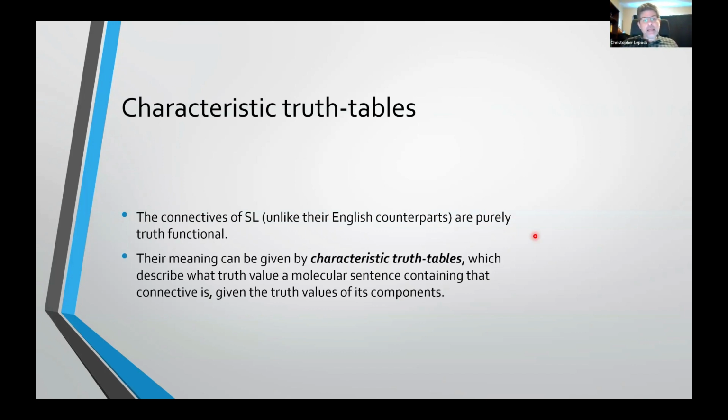But the advantage of going with truth functional connectives in SL is that the meaning they have can be given by what are called characteristic truth tables. Because their meaning is purely truth functional, the way we characterize their meaning is we just have a table that specifies the possible values that the components can have, and then what value the molecular sentence containing that connective would take.